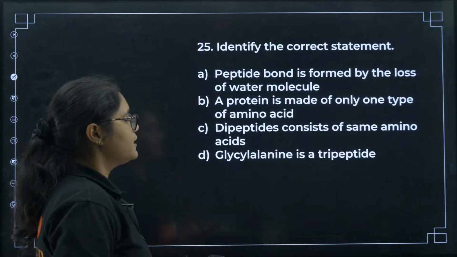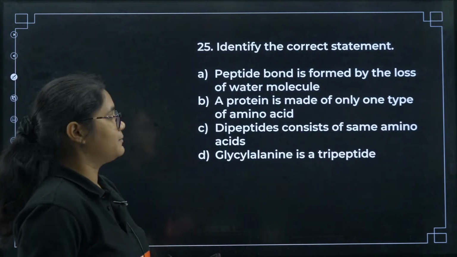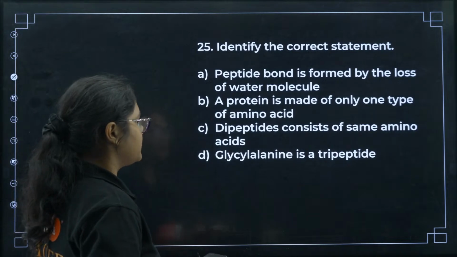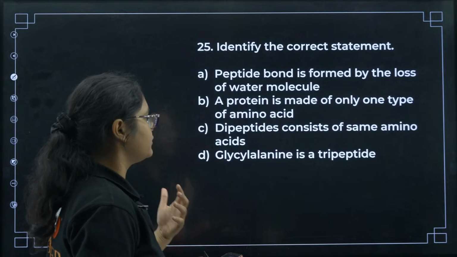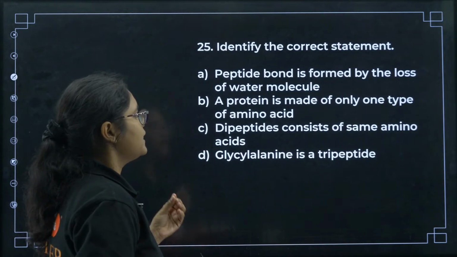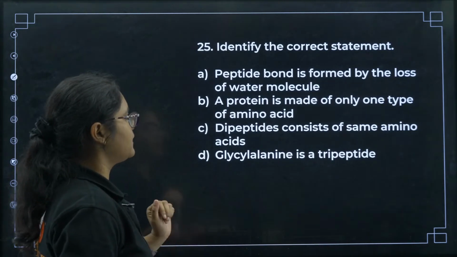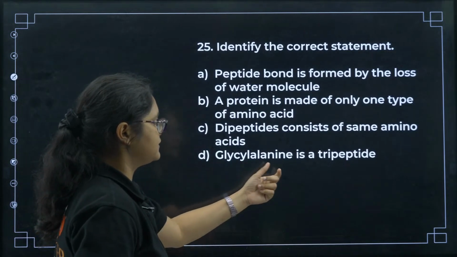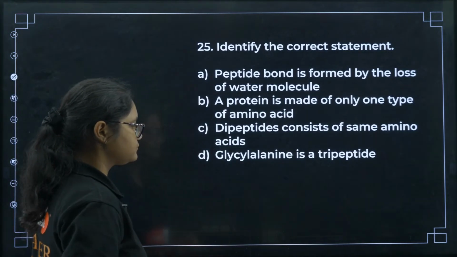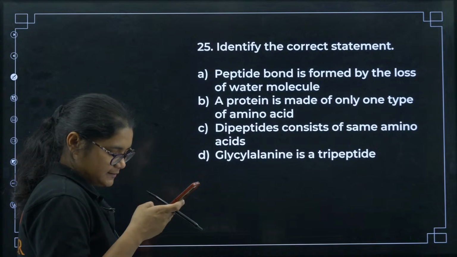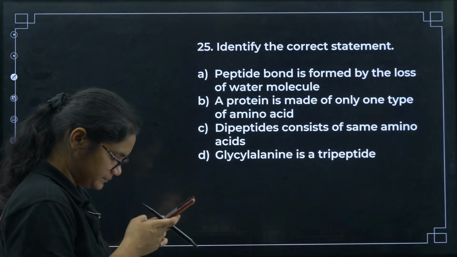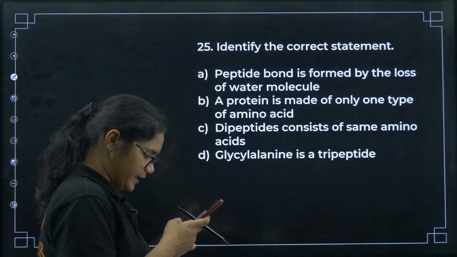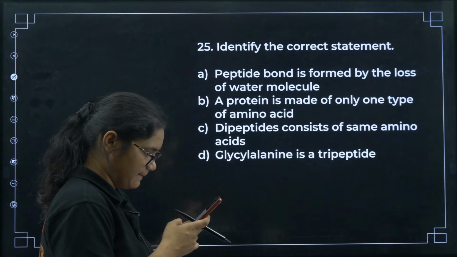Next, 25. Identify the correct statement. Peptide bond is formed by the loss of water molecule. Protein is made up of only one type of amino acid. Dipeptides consist of same amino acid. Glycyl alanine is a tripeptide. Correct statement you have to find here.